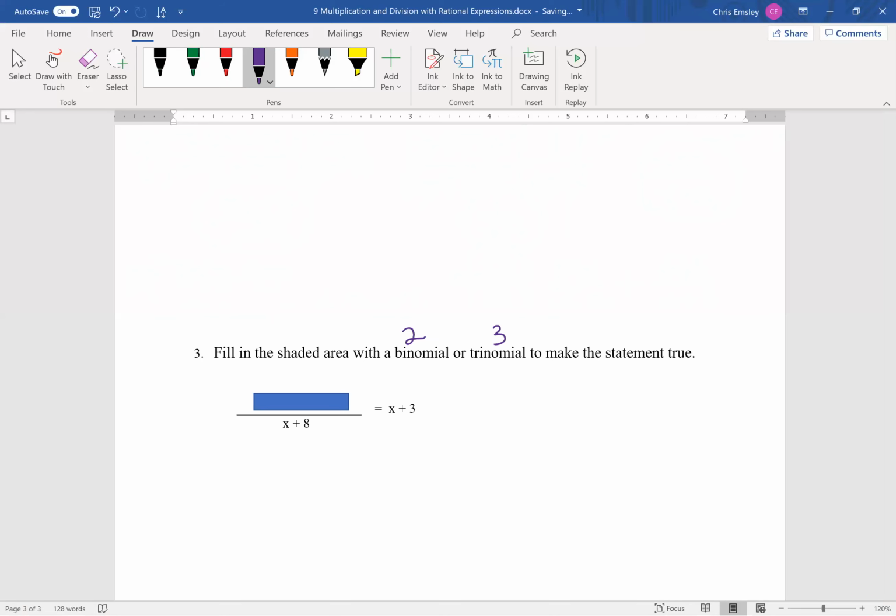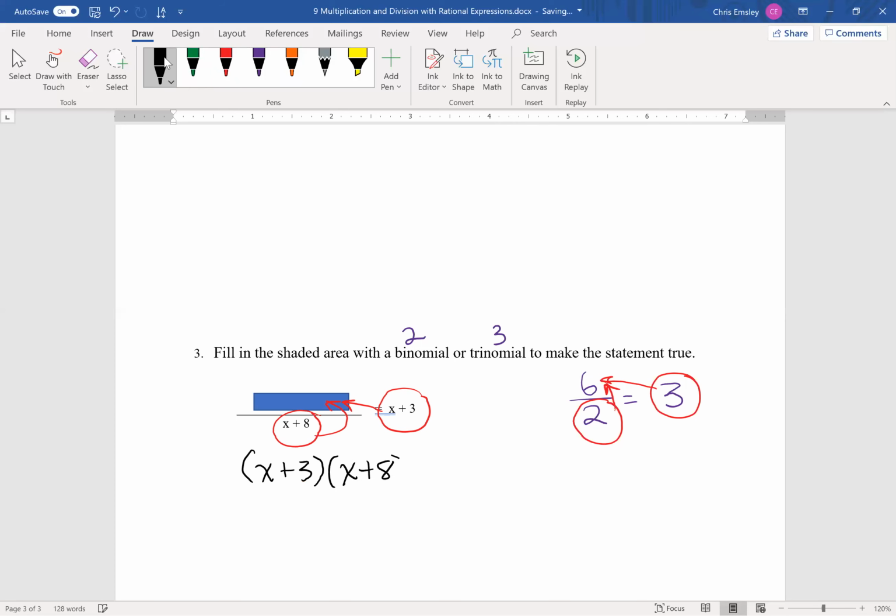So think about this. If we had, let's see, 6 divided by 2. Just think about numbers for a minute. And we were to reduce that or do the division. 6 divided by 2 is 3. So if we were to work in reverse, notice that 3 times 2 is 6, right? So what goes in this box here is going to have to be this expression times this expression in order to make this equivalent. So what we end up with is x plus 3 and x plus 8 multiplied together.